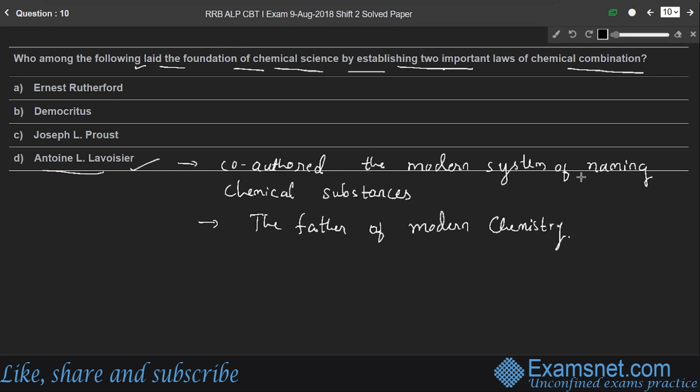Whereas the remaining options, Ernest Rutherford, was a New Zealand-born physicist who gave the famous Rutherford model of the atom. His model explains that the atom contains a very small charged nucleus orbited by low mass electrons. Whereas the second option, Democritus, was a Greek philosopher.